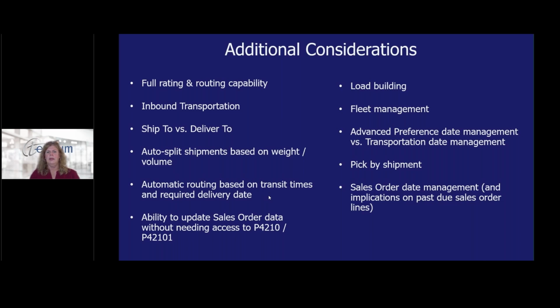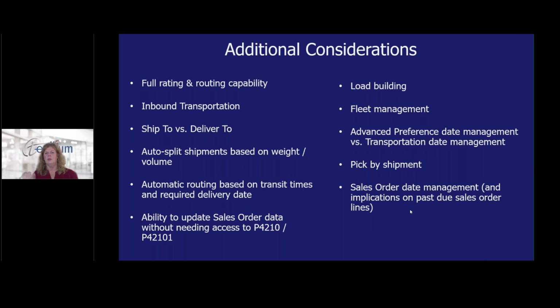I talked a little bit about advanced preferences versus transportation date management and the fact that if you're using transportation, your advanced preference dates for prep days and transit days no longer work. So that is a factor, and you've got a lot more flexibility to set up those dates based on the actual routes that are getting assigned rather than having a one-size-fits-all for that customer origin and destination. I showed you picking by shipment. So if you are consolidating sales orders onto a shipment, you've got the capability to drive pick by shipment.